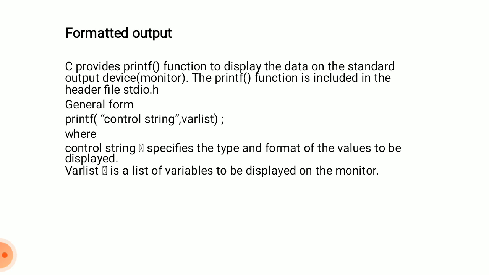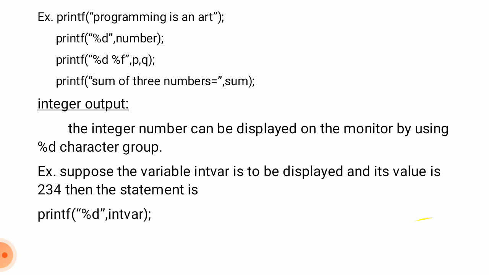Here also you can take more than one conversion character, or one character also, and it should be enclosed within the double quotation marks, comma, variable list. The variable list is a list of variables to be displayed on the monitor. You might display one variable or more than one variable based on your data or your program. How many variables you are going to display, you can put in the variable list. So, printf, control string and a variable list.